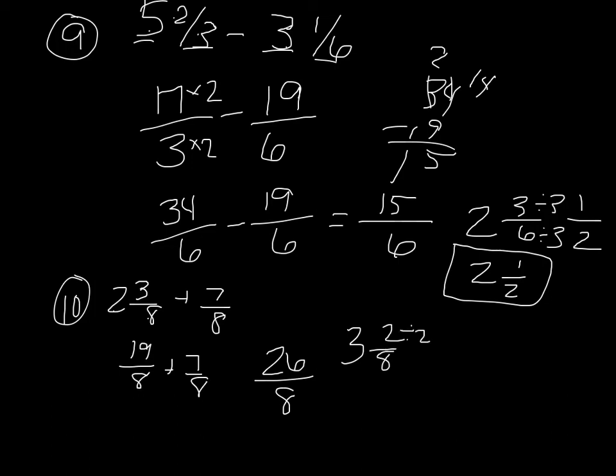If I divide by 2, I'd be left with 3 and 1/4. Okay, 3 and 1/4 would be our answer. That is reduced. That is a mixed number, not an improper fraction. So we are good to go on to the last problem. Okay, last problem, number 11.